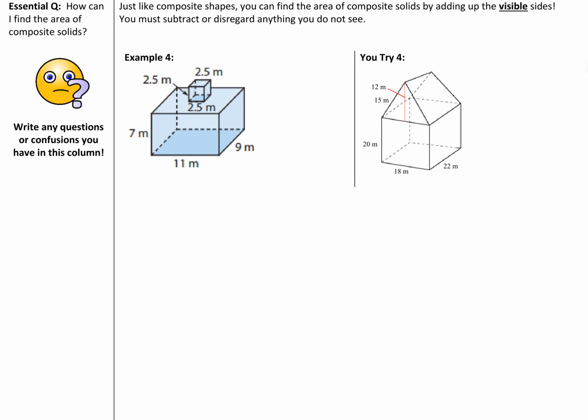Moving on to composite shapes. Composite shapes, just like composite 2D figures, you can find the area of composite solids by adding up the visible sides. So you have to subtract or disregard anything you don't see.